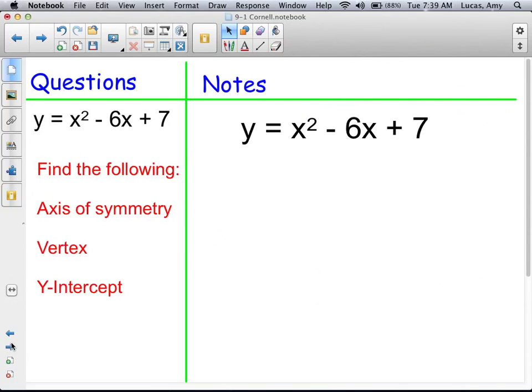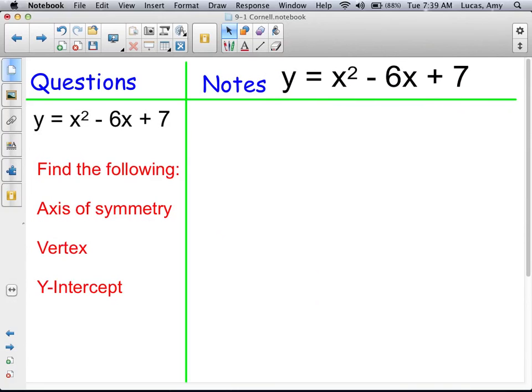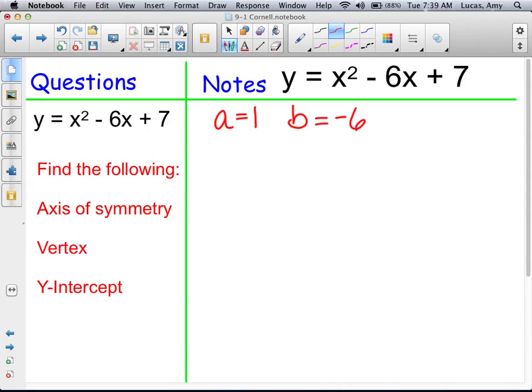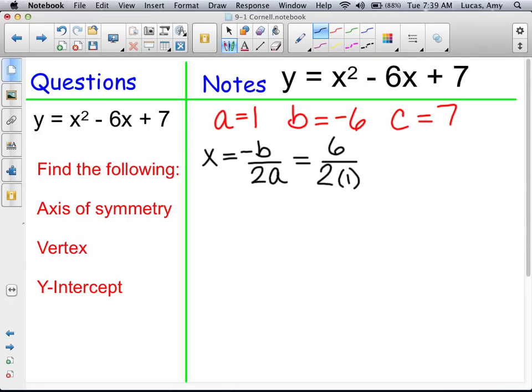One more equation like that. When there is no coefficient in front of x squared, that means your value for a is 1. B is negative 6. C is 7. Axis of symmetry formula: opposite of b over 2a equals x. The opposite of negative 6 is positive 6. 2 times 1 is 2. So 6 divided by 2 is 3. X equals 3 is my axis of symmetry. It's also my x-coordinate for my vertex.